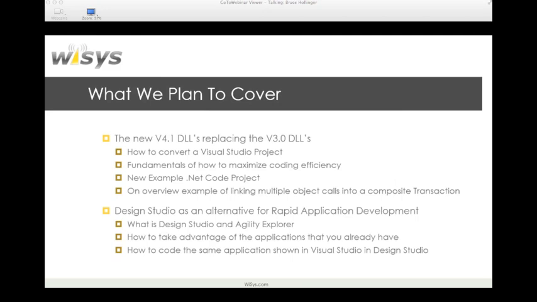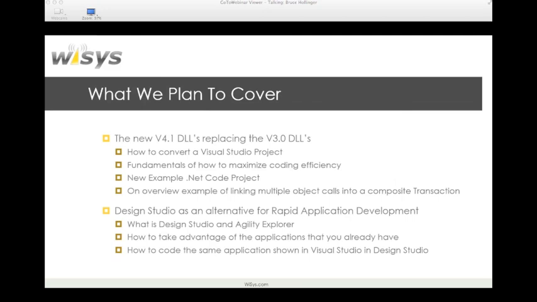And he's going to show you a new example .NET code project. In the past, we deployed Excel spreadsheets, which was the COM interface component. Almost nobody's coding COM anymore. Everybody's doing .NET. We saw a need to give more robust code examples through a .NET project. And we're going to give you an overview example of how to link multiple object calls into what we call a composite transaction. It's really, to us, the ability to create composite transactions out of our objects that really creates the true power of the system.